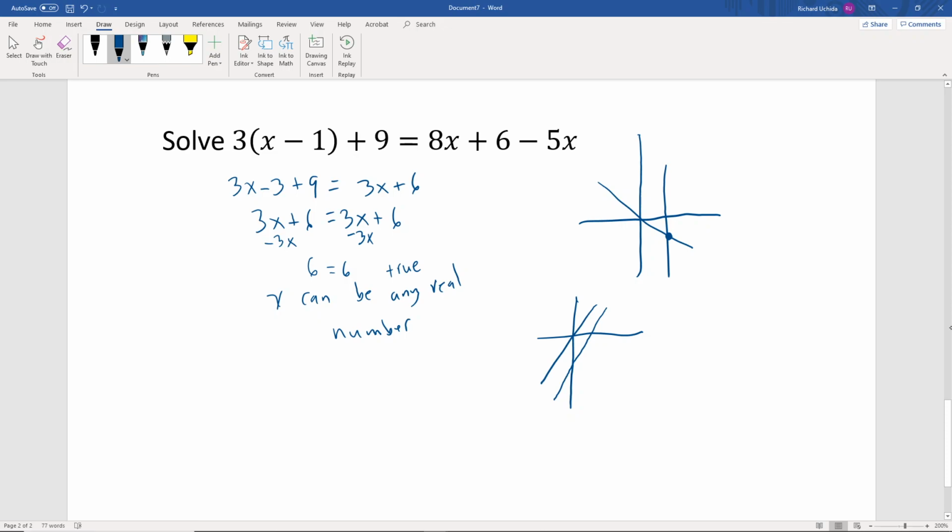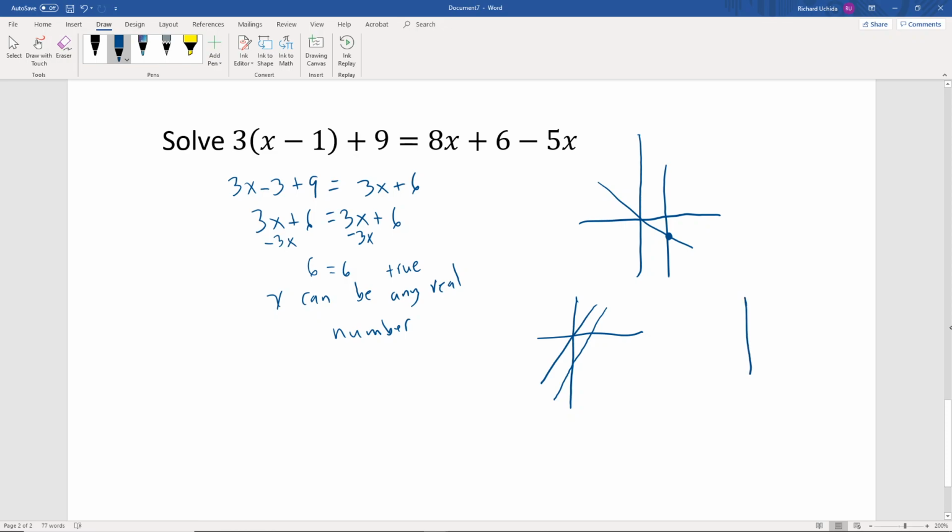So when you're using methods like the substitution method or the elimination method, you'll end up with something like what we got before: an equation where the variables all cancel, but we end up with one number equal to a different number.